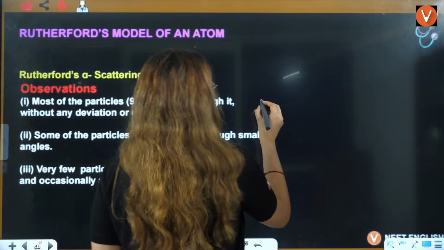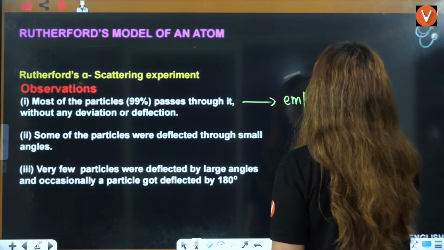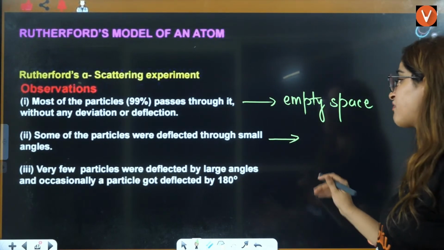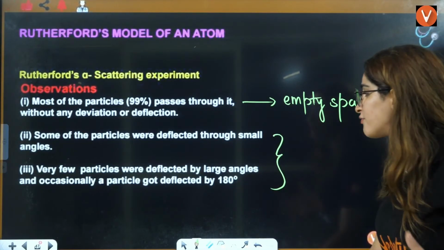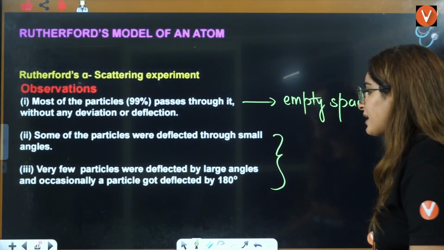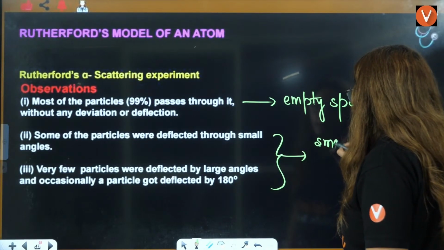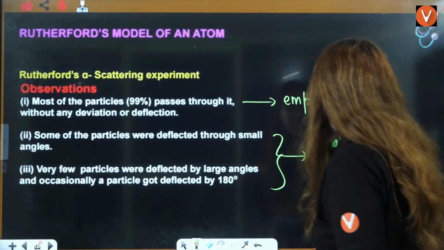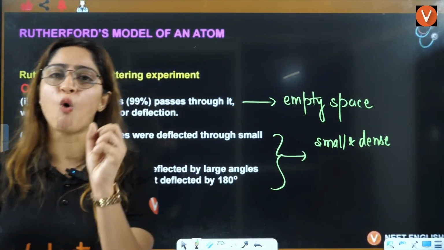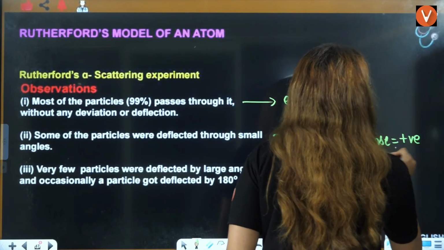So no issues, right? If you see, this shows that the atom has empty space. What about this one? It shows that most alpha particles deflected through small angles, and very few alpha particles were deflected by large angles. This clearly shows that inside the atom you have a very small, dense nucleus. This nucleus that we are talking about is very small and very dense, and it is positively charged.